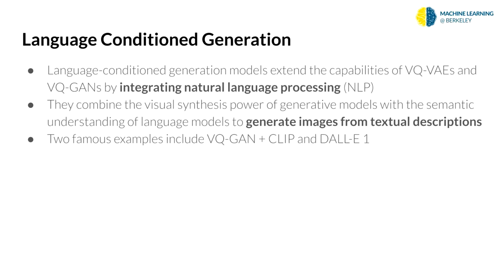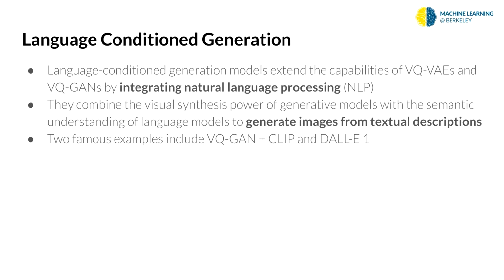processing into it? Specifically, we extend the capabilities of both VQ VAEs as well as VQ GANs by integrating NLP. We combine the visual synthesis portion of these models with the semantic understanding of language models in order to generate pictures from text. I'm sure everyone's seen at least a demo of how DALL-E works. You can tell it to generate any image. Midjourney is another very famous example of language condition generation.